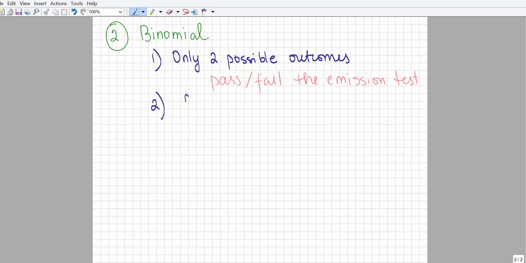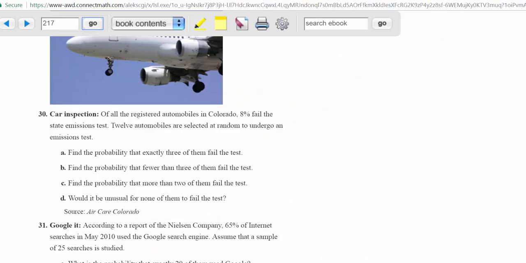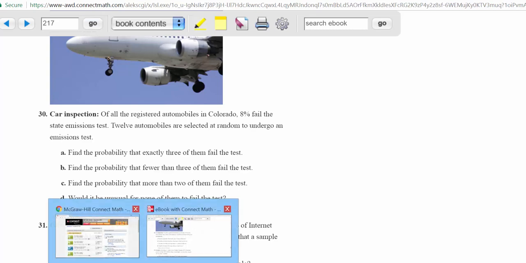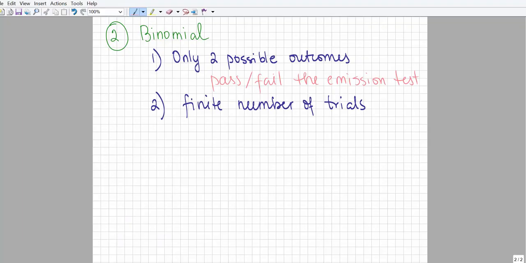We have finite number of trials. Okay, and what is it going to be for us in this problem right here? 12 cars are selected. 12. Not as many as we need to until we get, let's say, 5 cars that fail. No, exactly 12, regardless of what the outcome is, right? So 12 cars, we say n is equal to 12. Okay, let's see. Trials are independent.